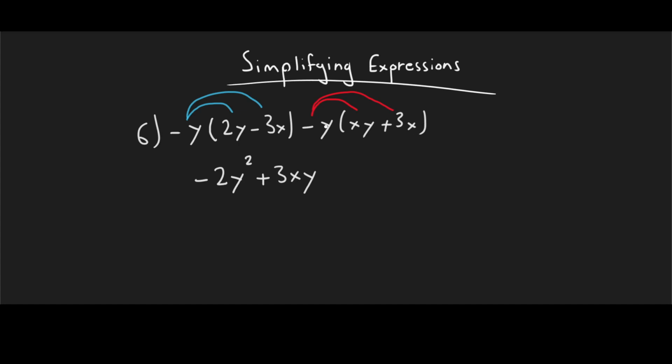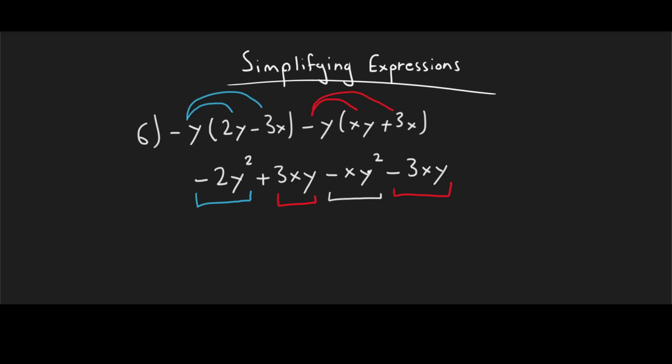Then we have negative y times xy. So we'll have negative xy squared. Then we have negative y times 3x, which will get negative 3xy. So let's check our terms. We have the negative 2y squared, and we have the 3xy, and the negative 3xy, and we also have the negative xy squared.